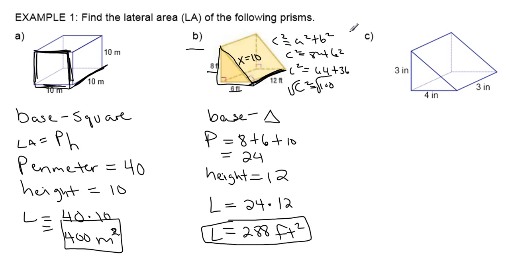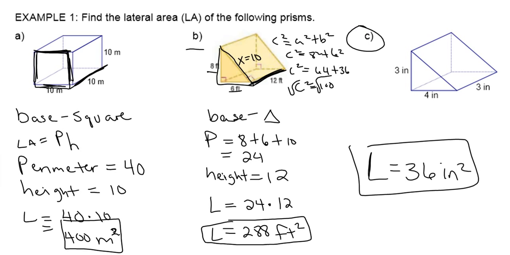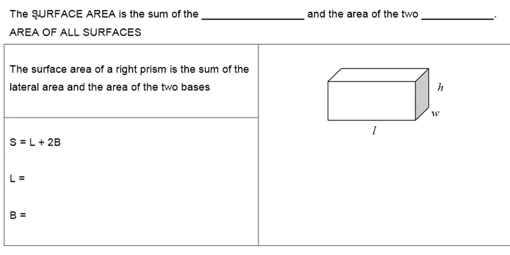Alright, I'd like for you to pause the video and try example C on your own. And we should have gotten a total of 36 square inches. If you didn't, raise your hand or ask a neighbor.